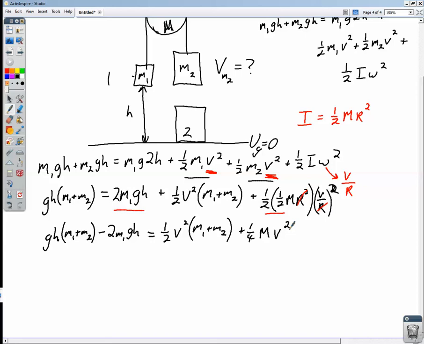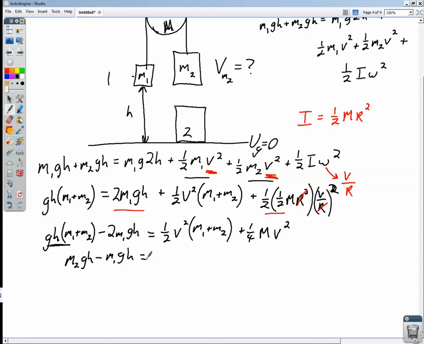All right, so here we are. I probably should not have pulled the gh out over here because I've got gh times m1. So that's m1gh minus 2 m1gh. So that's going to give us a negative m1gh on the left side. So we've got m2gh minus m1gh. And then over here, again, I've got a 1/2 v squared and a 4th mv squared.